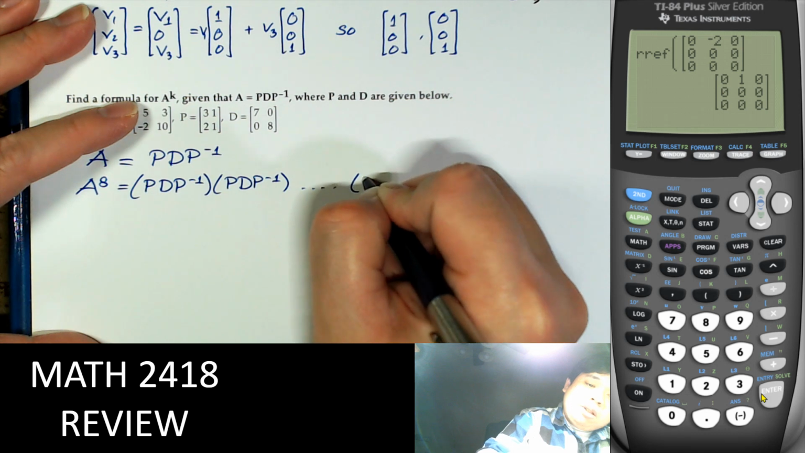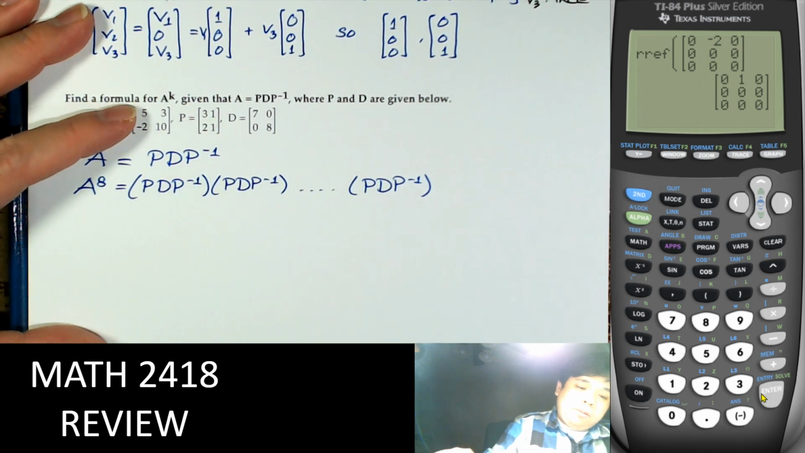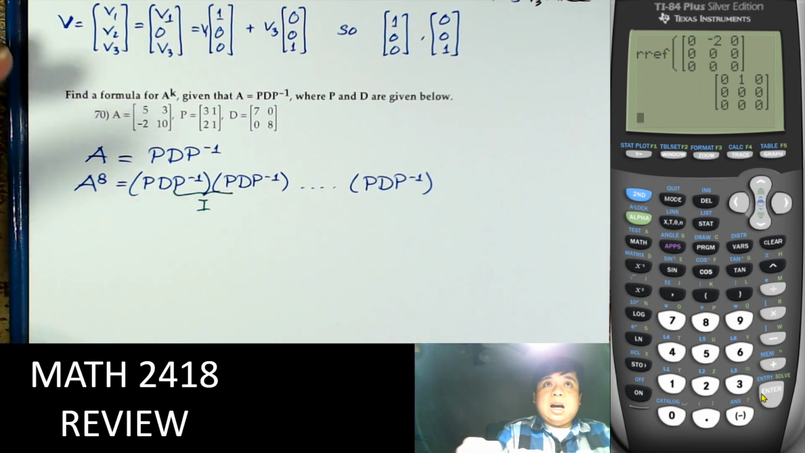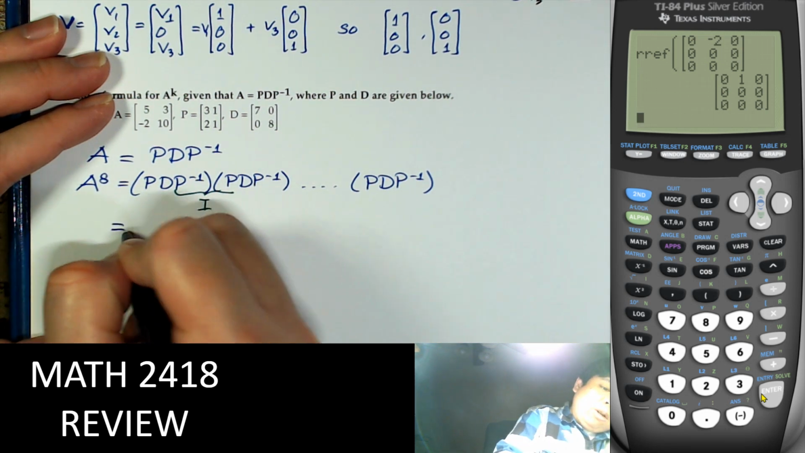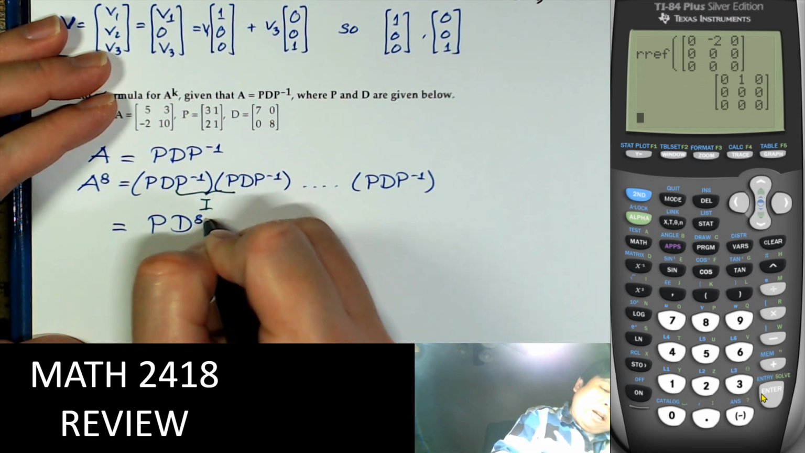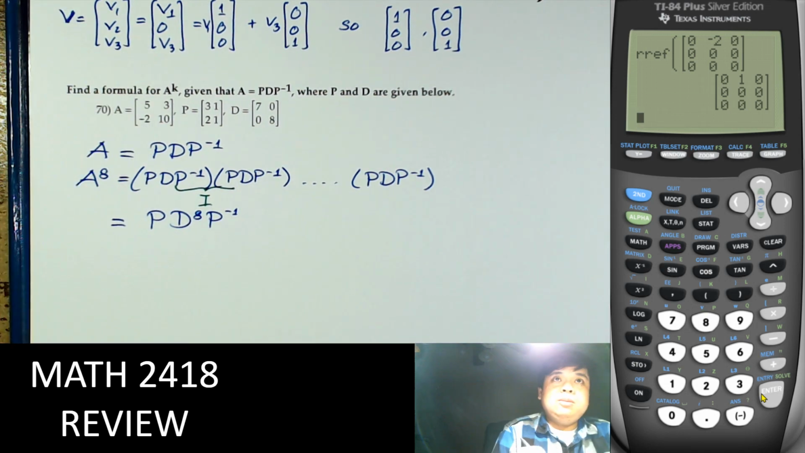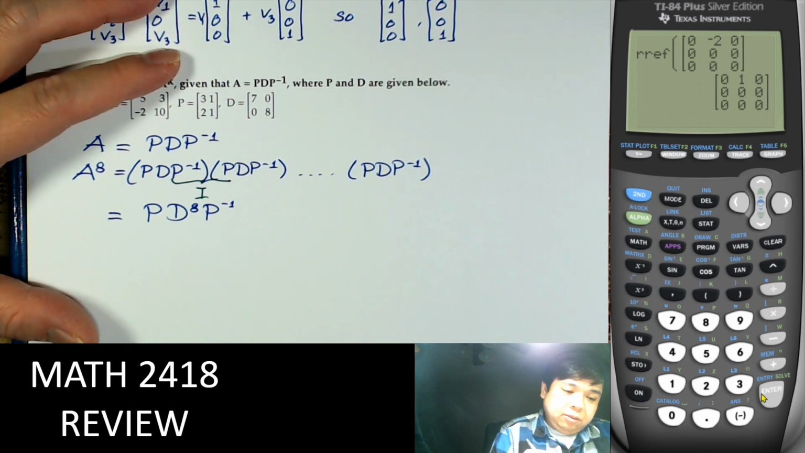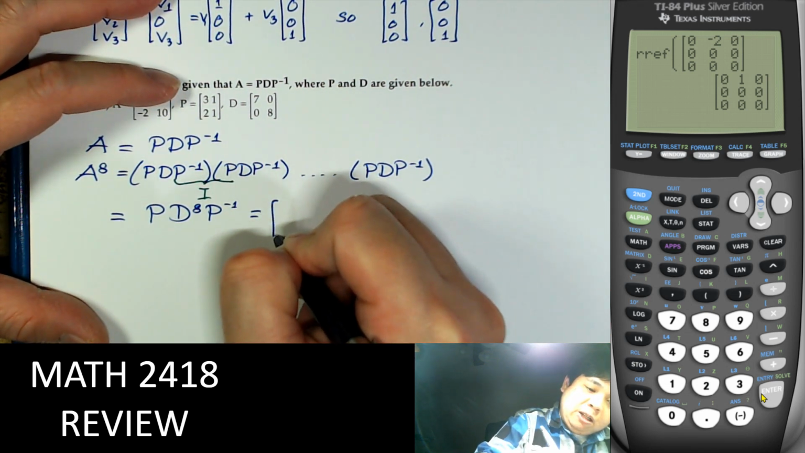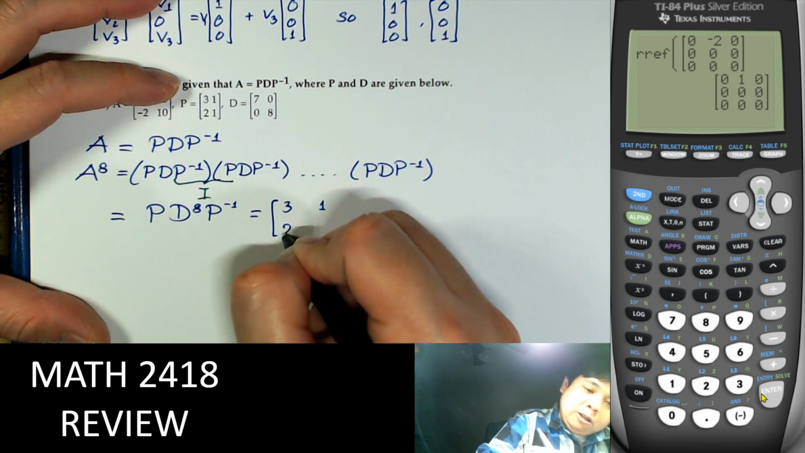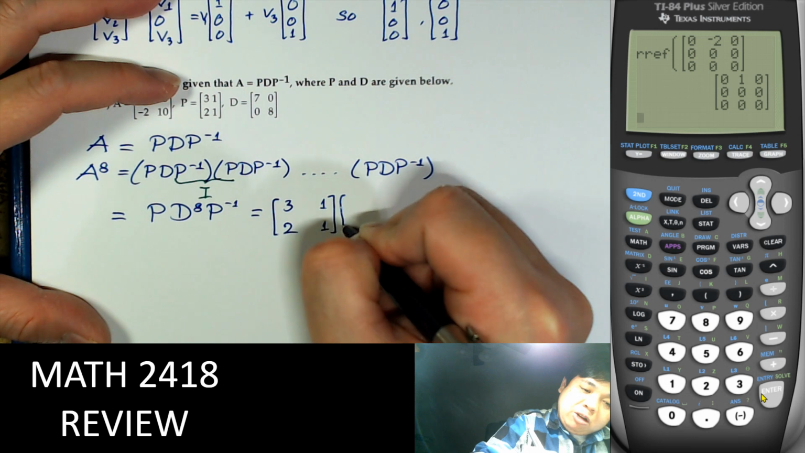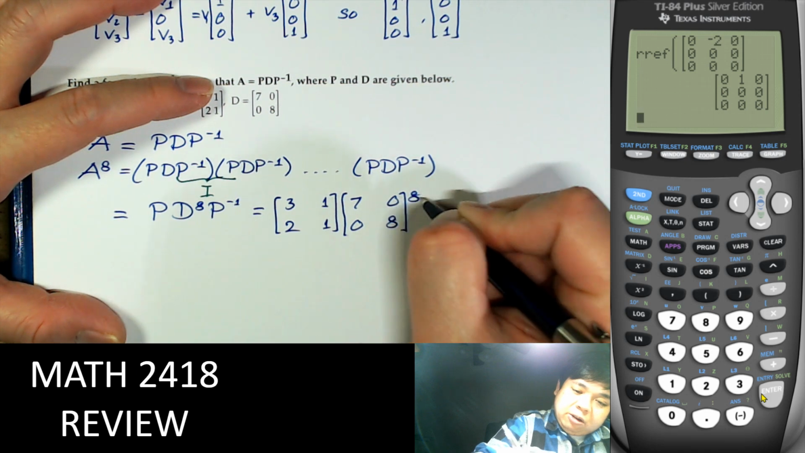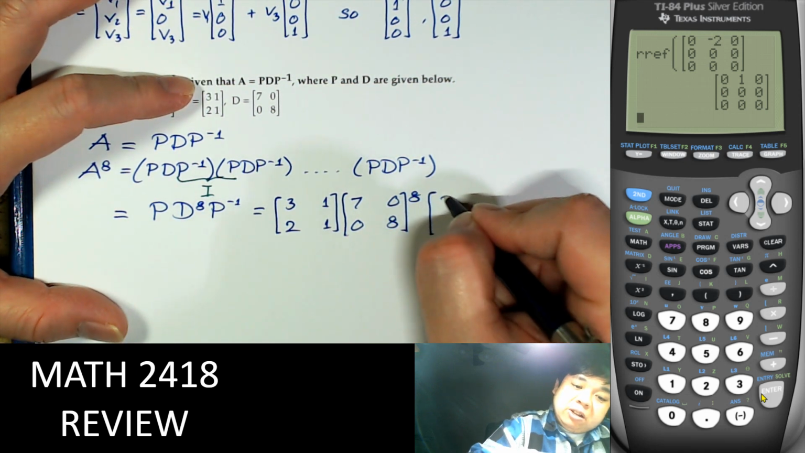We do that A times A, and the middle two combined is just the identity matrix. Anything times the identity matrix is itself. So when we do this, we just have P D to the k P inverse. So we have the matrix P times the matrix D to the k power, and then the matrix P inverse.